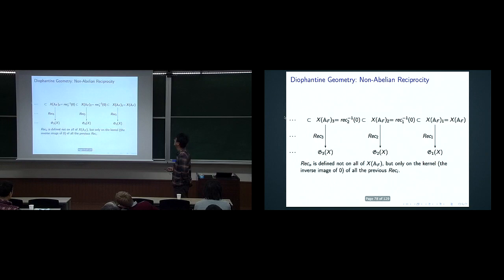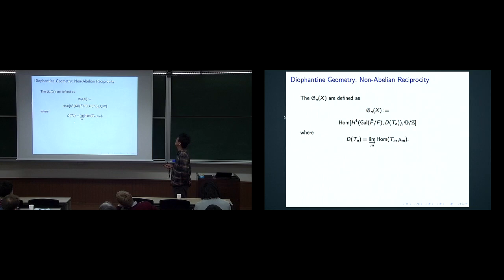What are the targets of this reciprocity? Well, I'll just give you a very quick description. You take the nth level of the filtration on the profinite fundamental group of X, and then you take what you might call the Tate dual, and consider Galois cohomology of the Galois group of F bar over F with coefficients in this group, and then take the Pontryagin dual again. If you do that, you get a profinite group.